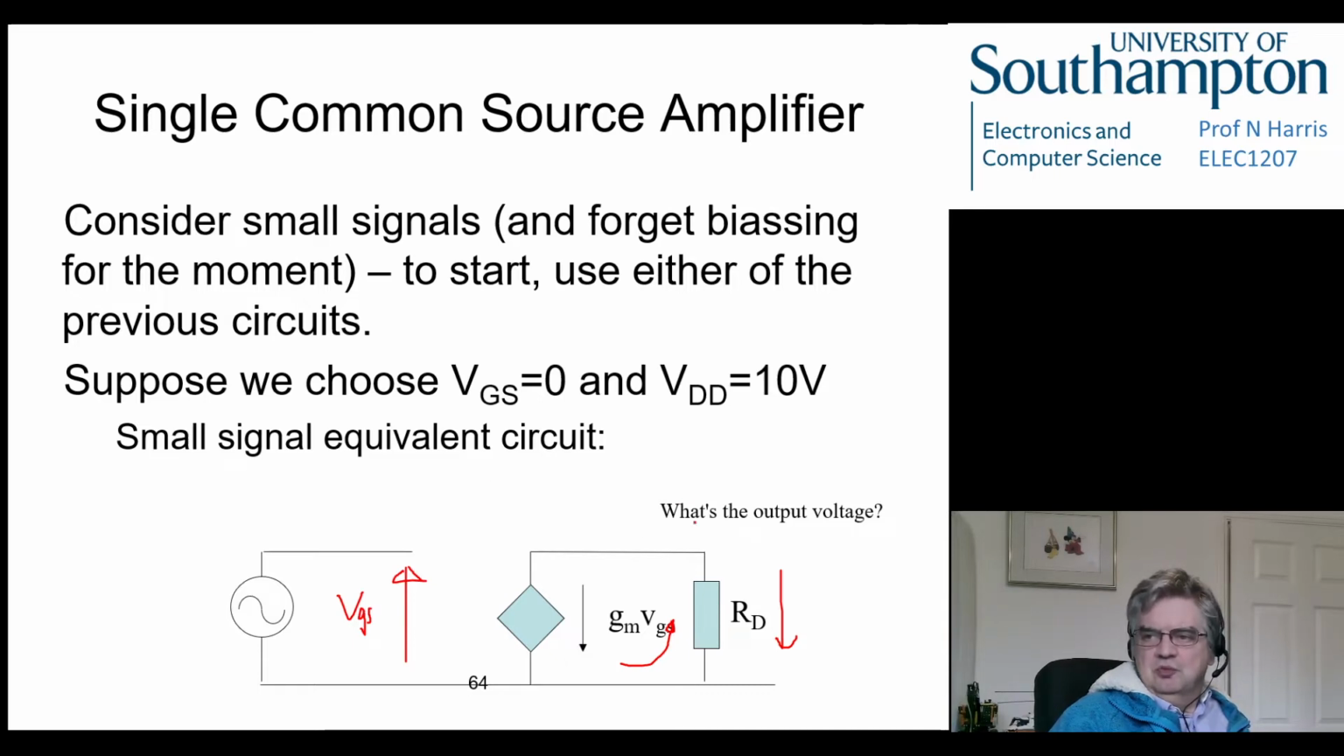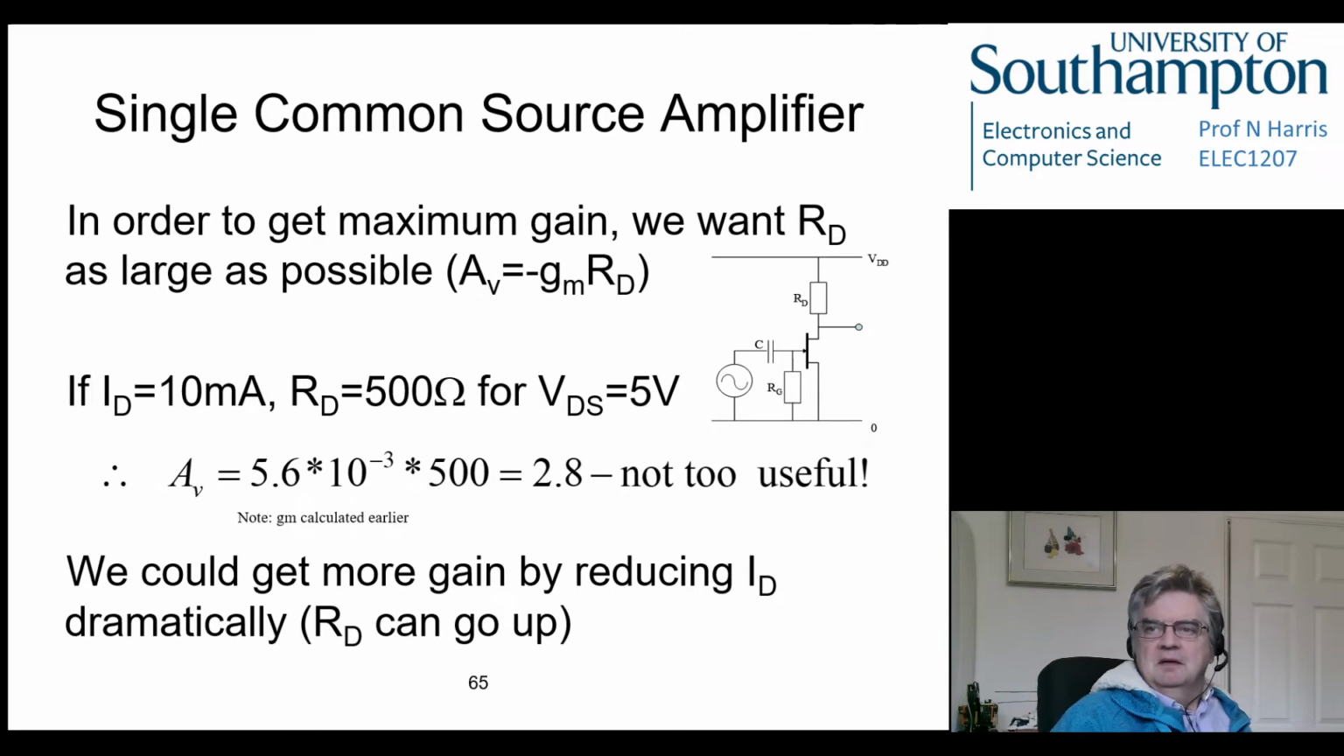Okay, so the question is, what is the actual output voltage of this thing? For that we need to get what GM is. Right, so in order to get maximum gain, we need a maximum value of GM. And we also want RD to be as large as possible, because the gain of this device we've just seen from the previous slide is going to be GM times RD. So effectively the size of the current, or something related to the size of the current, multiplied by a scaling factor which turns the current into a voltage, which is RD.